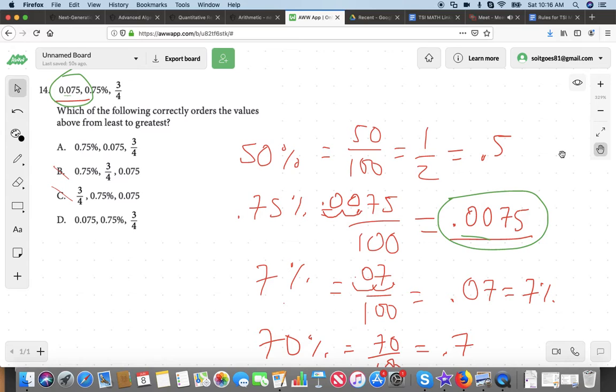Because, didn't we just say though that 0.75% is smaller than 0.075? Yes. We did. It is, right? Because 0.75% is the same as 0.0075. So it would be A, actually. Oh, wait. Yeah, it would be A, because that's least to greatest. Does that make sense? Yes. That's tricky.